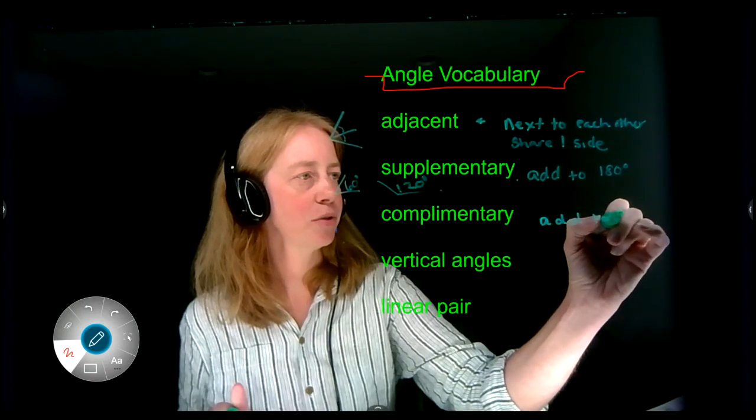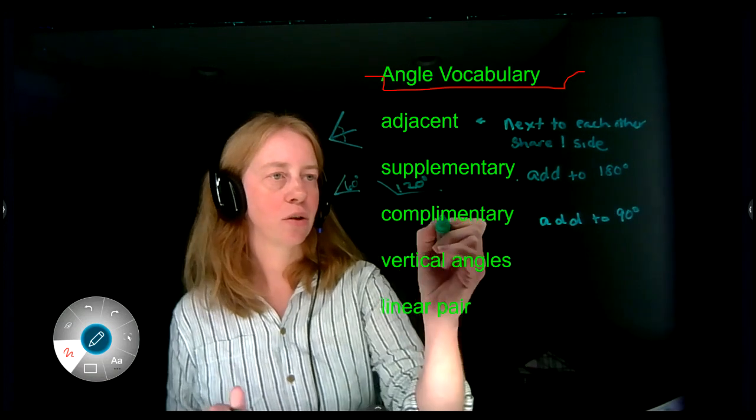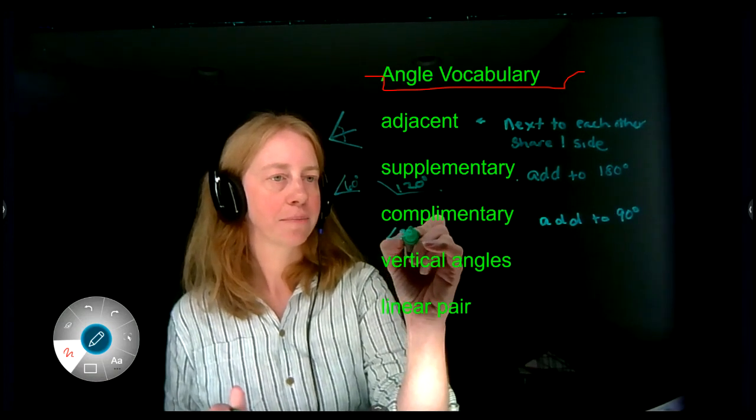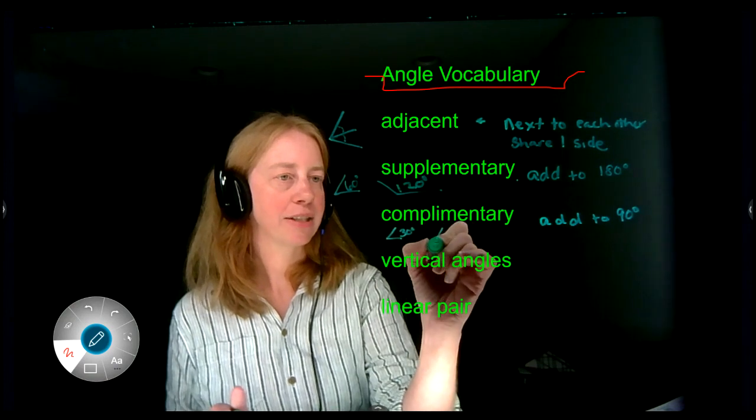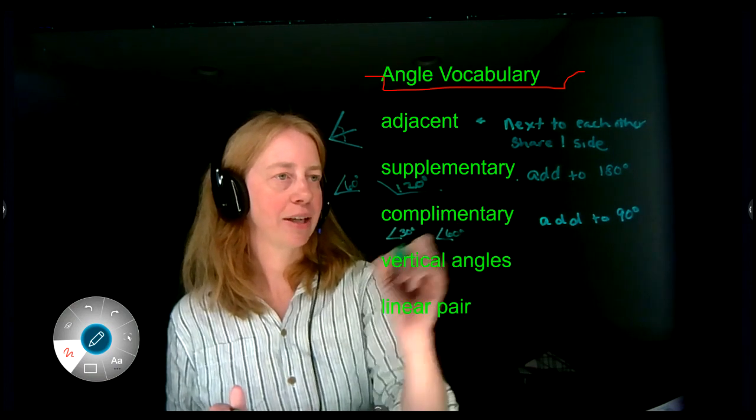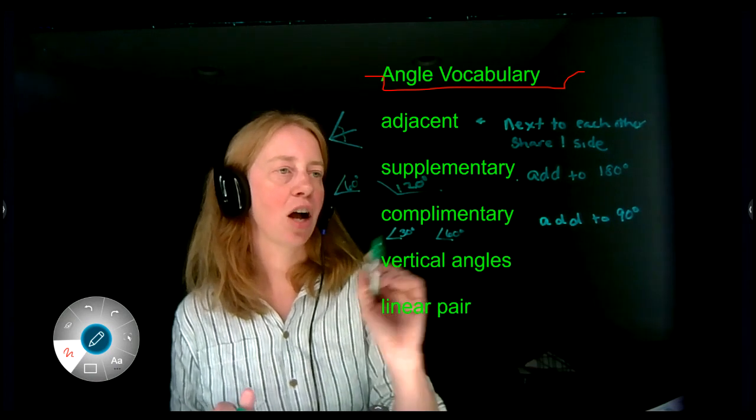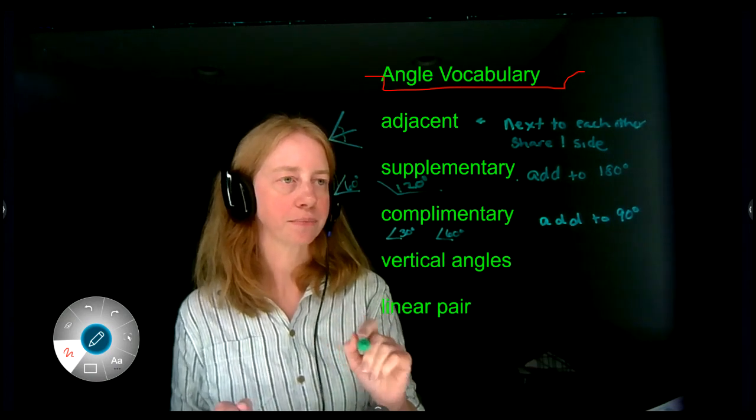There we go, add to 90 degrees. So if we had an angle that was 30 degrees and we had another angle that was 60 degrees, I know I didn't draw those very well to scale. 30 plus 60 is 90, so these are complementary angles.